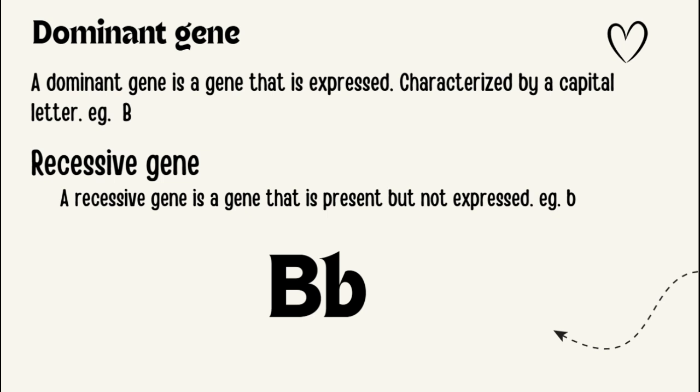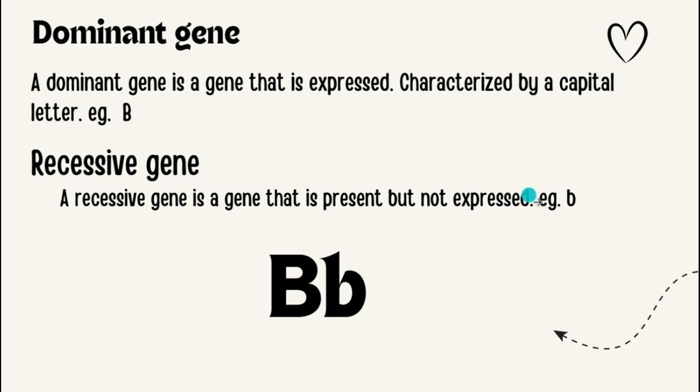So basically we can have a dominant gene, and we can also have a recessive gene. A dominant gene would be a gene that is expressed, meaning that it shows up, right? And then the recessive gene would be one that is present but not expressed, right? So we say that a dominant gene is represented by a capital letter. In this case, you're going to use capital B. And then a recessive gene is represented by a lowercase letter, and in this case we're going to use a lowercase b.